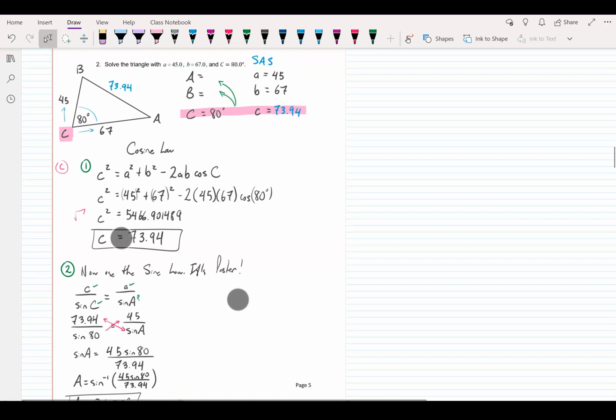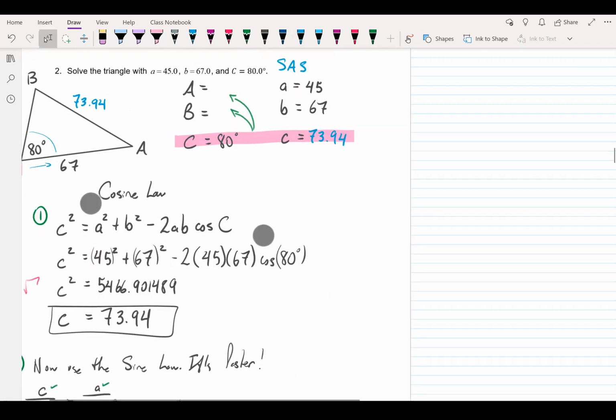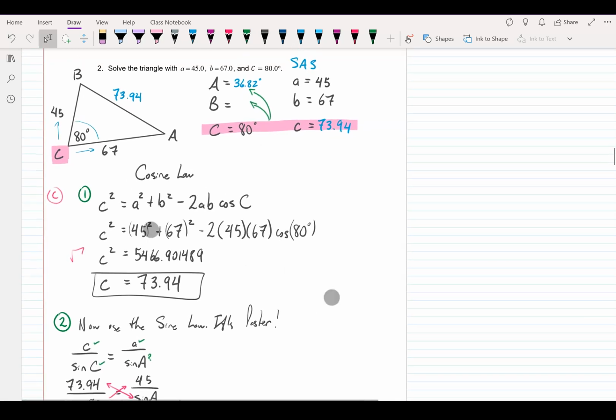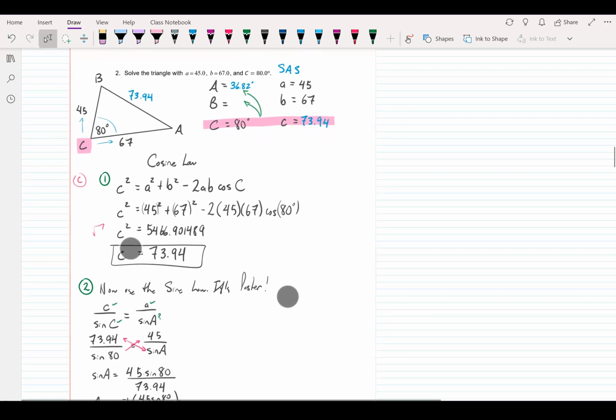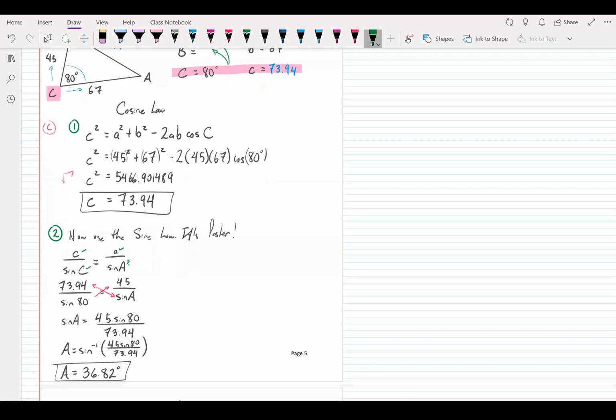So I'm going to go back in my table at the top and just write in 36.82, just in case you want to see at the end that we've solved for everything. And now that I've found that A, so I'm just zooming out so we can see everything. Now that we've found that A, our third step, the smartest method, would just be to use the angle sum principle.